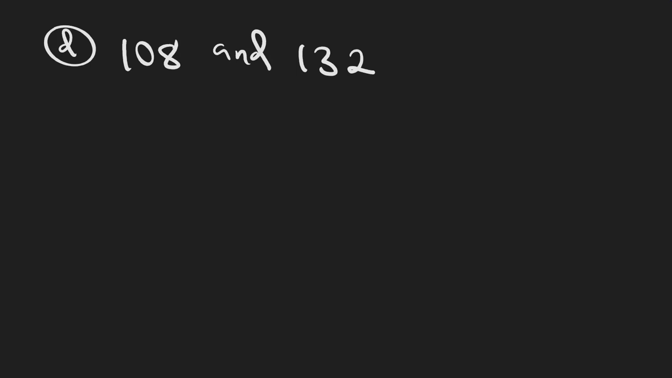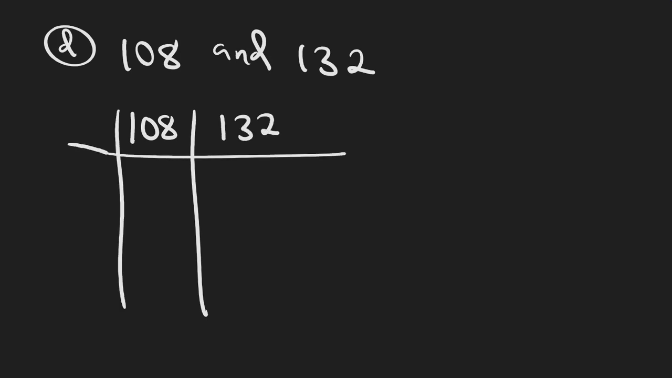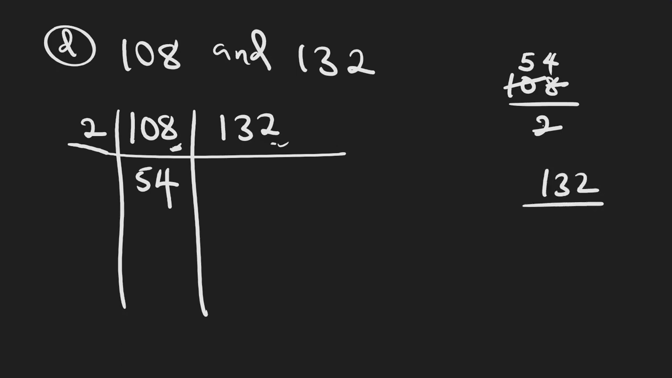So let's use the second method. So 108, 132. Of course, any number that ends with 2, 4, 6, 8, and 0, 2 can go. So that means 2 can go into both of them because this is 8 and this is 2. So we have 108 divided by 2. You don't have a calculator, how are you going to divide it? You know that 10 divided by 2 is 5, and 8 divided by 2 is 4. So we have 54 here.